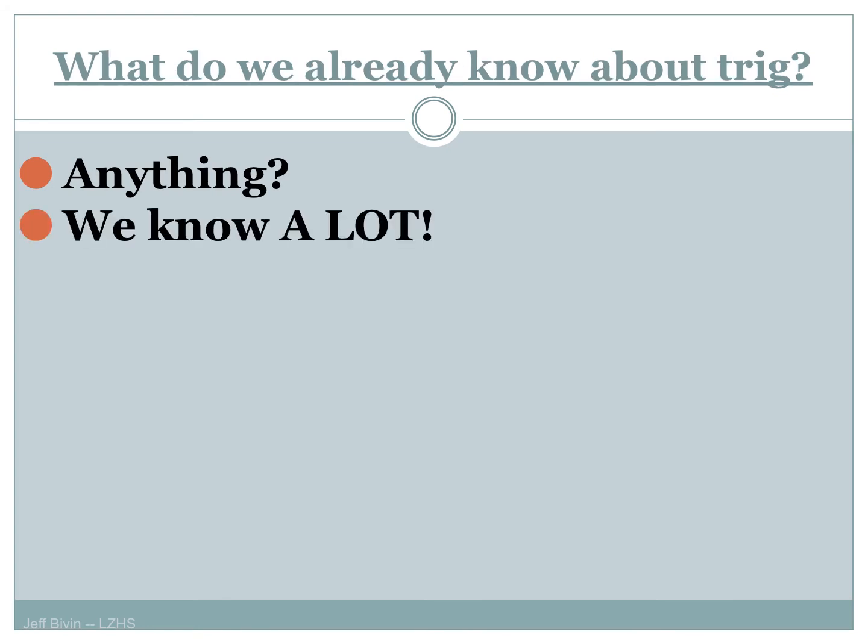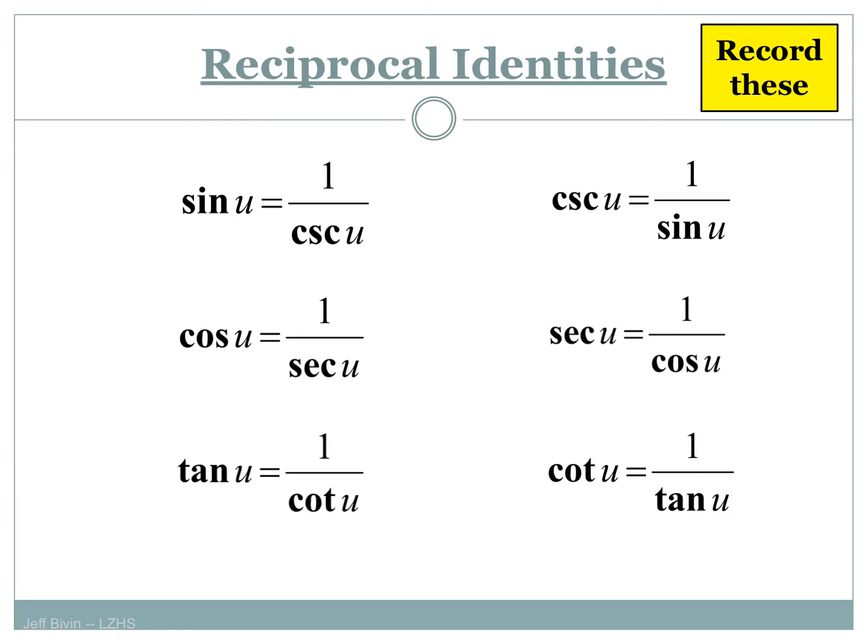So what do we know about trig already? We actually know a pretty good amount. We know all of the reciprocal identities. So take a minute to write these. I like to write them in two columns. So we have our sine, cosine, and tangent. Those are the reciprocals of cosecant, secant, and cotangent.